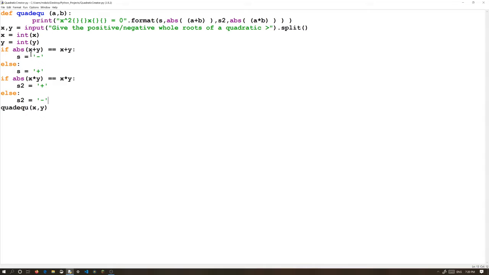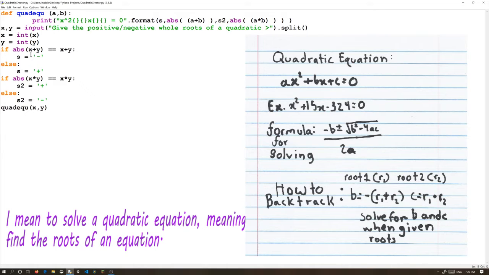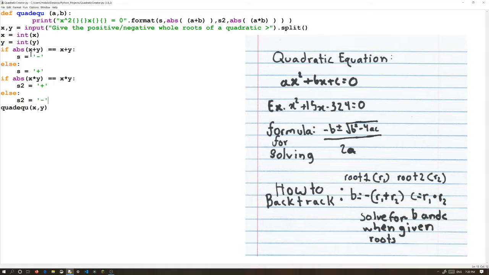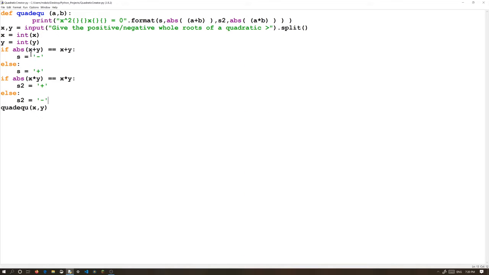And so the way to normally do a quadratic equation is to use a big formula: minus b plus or minus the square root of b squared minus 4ac, all over 2a. That's a big equation, but there are some simple little tricks that you can use to do it. And I'm going to be using one of those tricks to backtrack it, using the answers to find the equation. We go into the code.